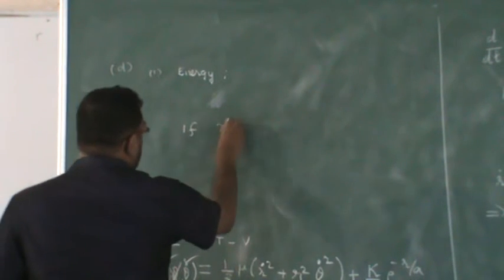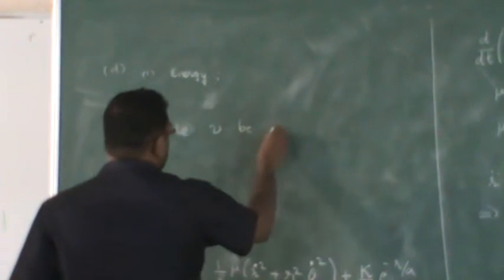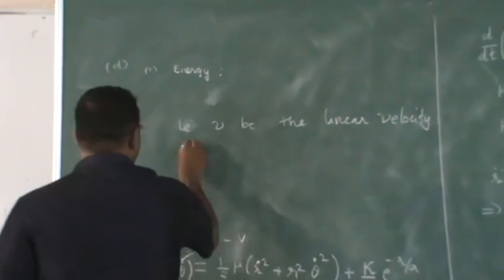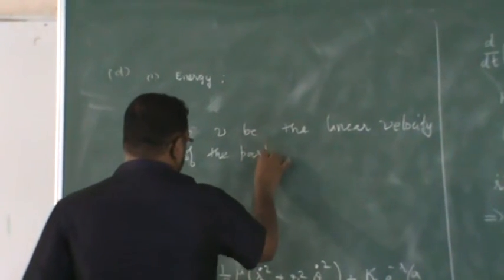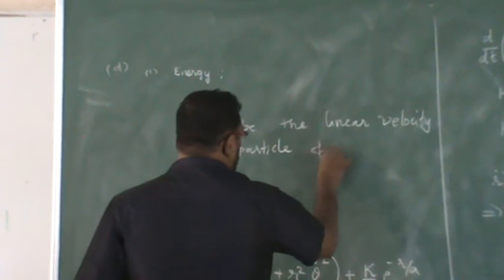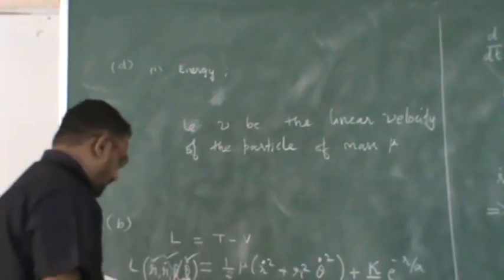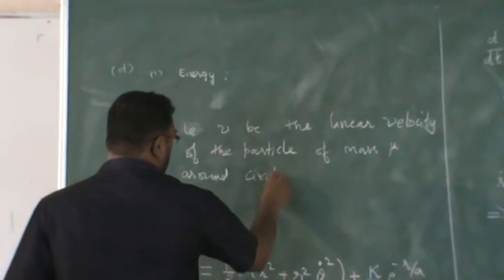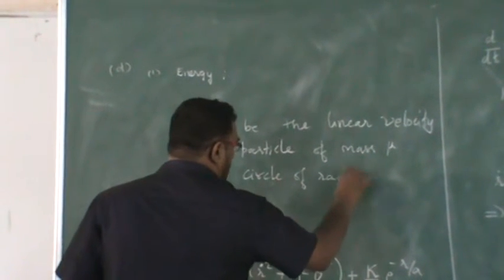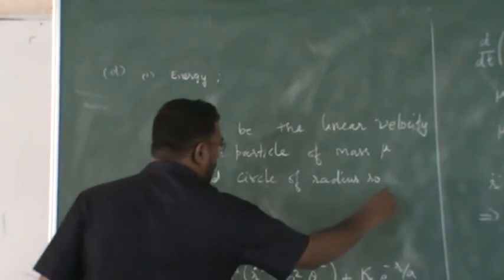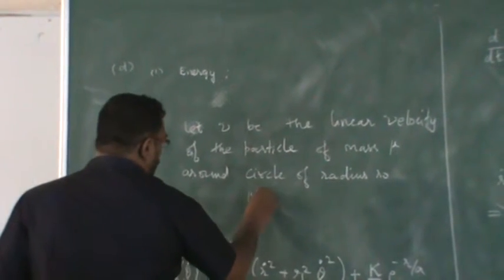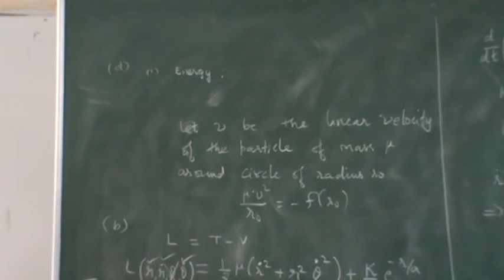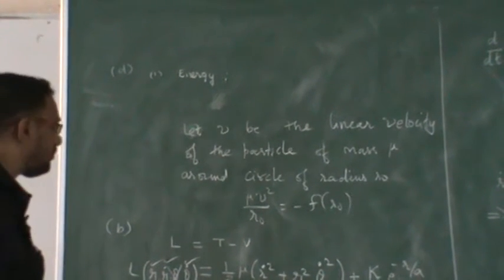See, let V be the linear velocity of the particle of mass, I call mu, that is the reduced mass, around a circle of radius r naught, then we know that mu v square by r naught is equal to minus f of centripetal. Simply we can use r naught theta dot.